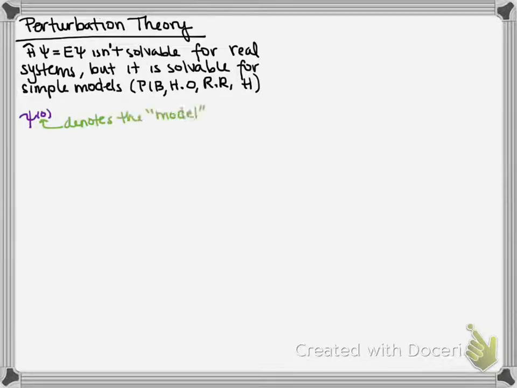Throughout perturbation theory, whenever we have a superscript 0 in parentheses, that's going to denote the model system. So in this case, psi 0 is the wave function of the model system. Whenever you see that superscripted parentheses 0, that means of the model system.